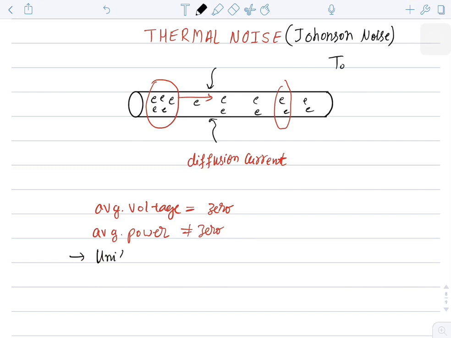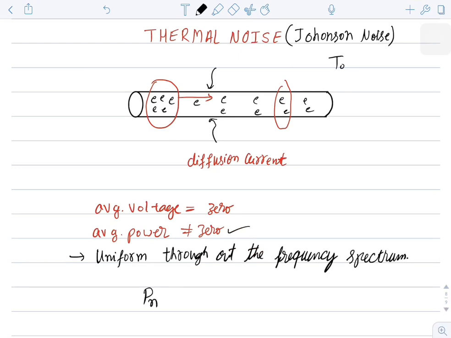And this thermal noise is uniform throughout the frequency spectrum. As I told you, the average power is not equal to 0. We call this power noise power, represented with Pn. N represents noise and P represents power. The noise power which is available in this conductor is equal to KTB, where K is Boltzmann constant, T is temperature in Kelvin, and B means bandwidth of noise spectrum. In a while, we shall see what this bandwidth of noise spectrum is.